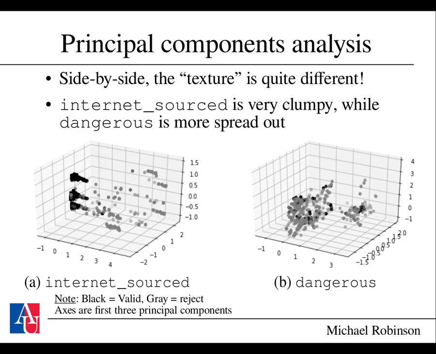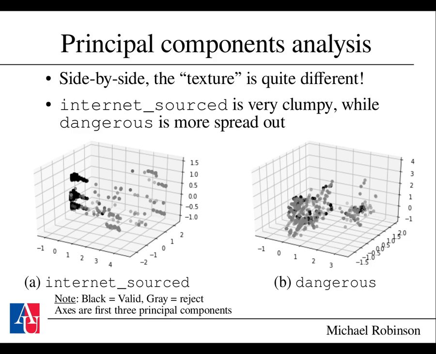The first three principal components are different for the two different data sets. That doesn't really matter too much, but you can see right away that the texture is rather different. The internet-sourced data is very clumpy. You can see some obvious clusters that are there, whereas the dangerous set is more spread out. I can really only see two visible clusters.